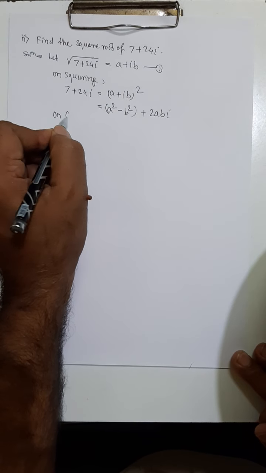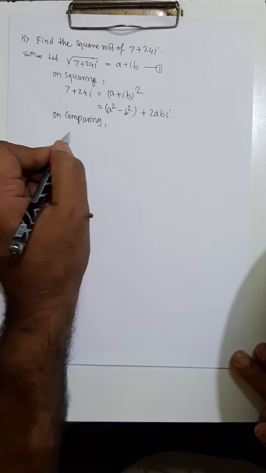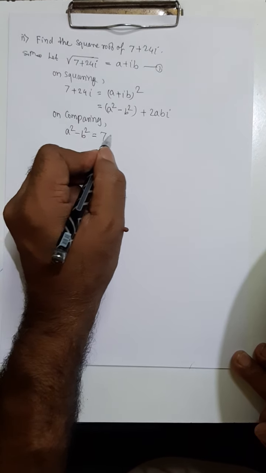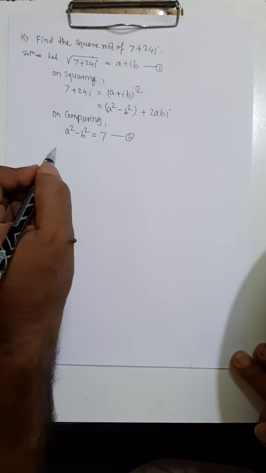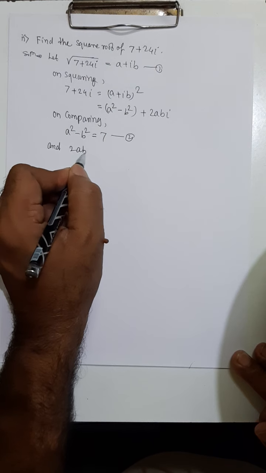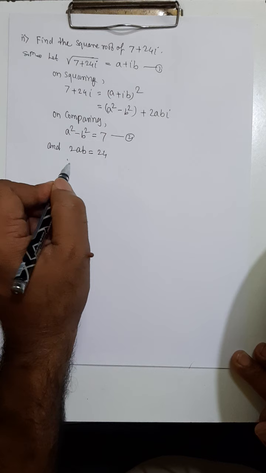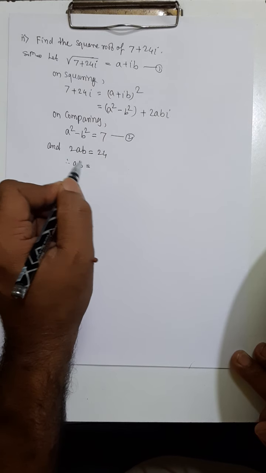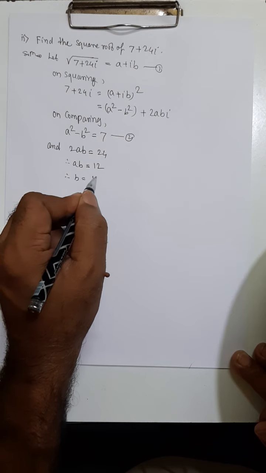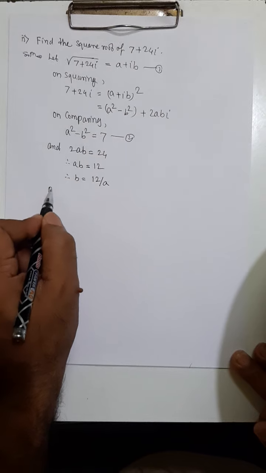Then compare both sides. On comparing, a square minus b square is equal to 7. Suppose equation number 2, and imaginary part is 2ab is equal to, on left side imaginary part, 24. Therefore ab equal to 24 divided by 2 means 12, and from this we get b equal to 12 divided by a. Put this value in equation 2.